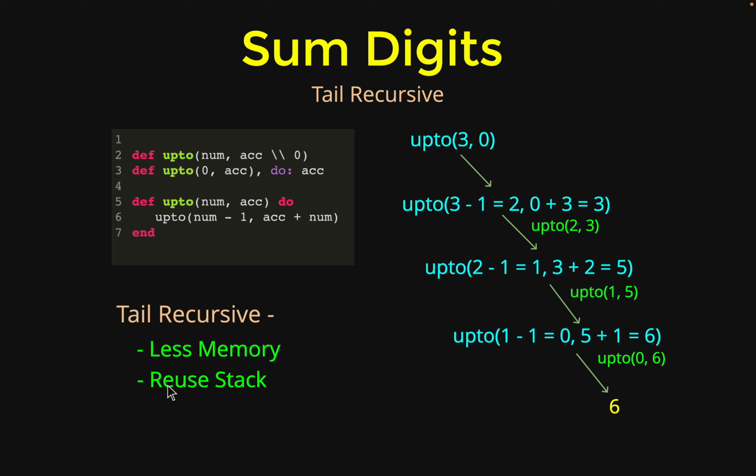So whenever possible, try and use tail recursive functions because they are more memory efficient. In terms of speed it could be more, it could be less, you don't know. But in terms of memory, for sure they require much less memory.